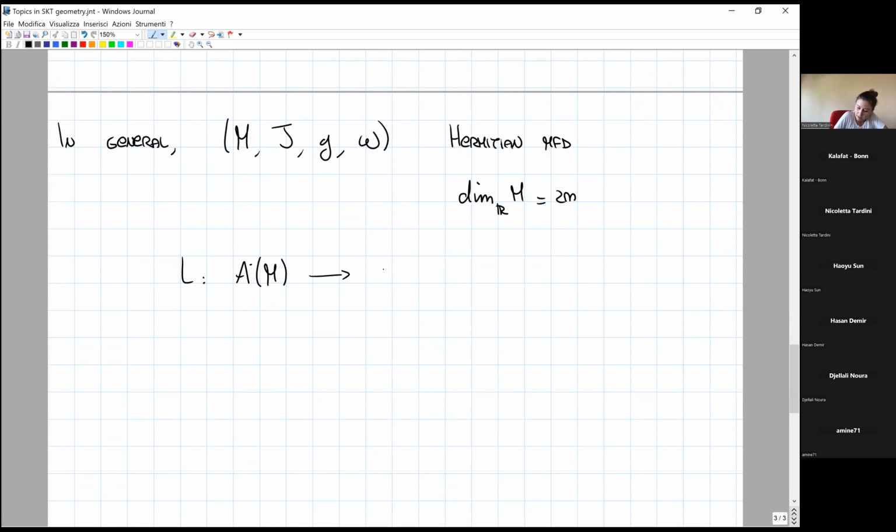takes a form and increases the degree by 2. This operator on a form alpha is defined just as omega wedge alpha. So it's the wedge product with the form omega. Omega is a 2-form, so you are increasing the degree by 2, okay? This is sometimes called the Lefschetz operator.